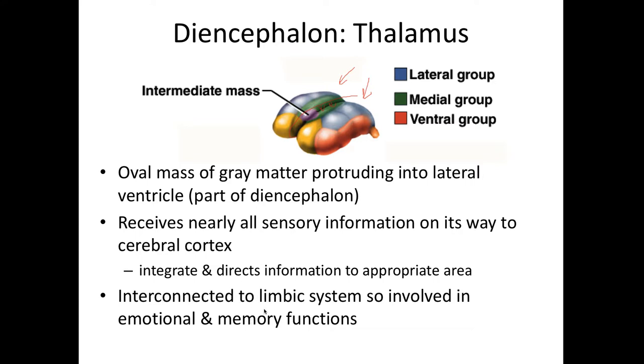It's also interconnected to the limbic system. So the limbic system actually is this sort of circular ring-like structure that is bilateral, and it's on either side of the thalamus, and it has robust connectivity to the thalamus. So along with the limbic system, the thalamus is involved in emotional and memory functions.